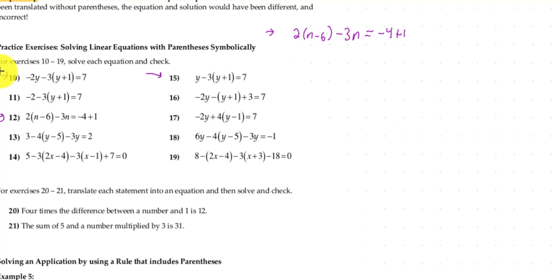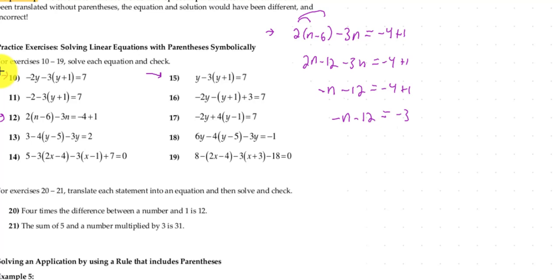And again, the first step is I want to get rid of my parentheses by distributing. So I'm left with 2n minus 12 minus 3n equals negative 4 plus 1. So we combine like terms. The 2n minus 3n becomes negative n, minus 12 equals negative 4 plus 1. And on the right side, we can combine the negative 4 and the 1. So I have negative n minus 12 equals negative 3.